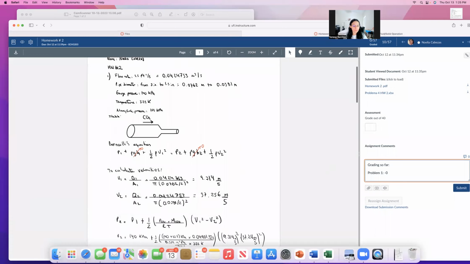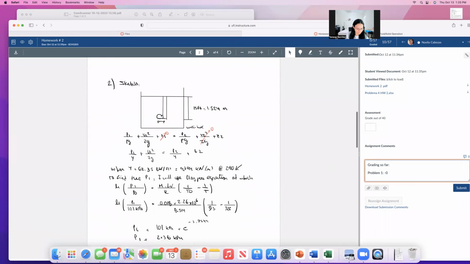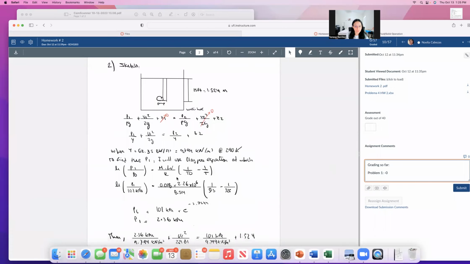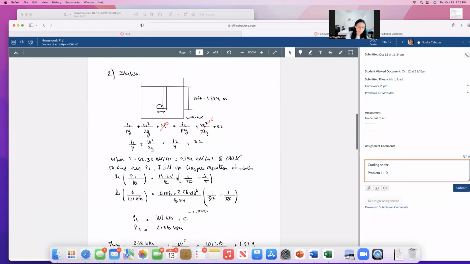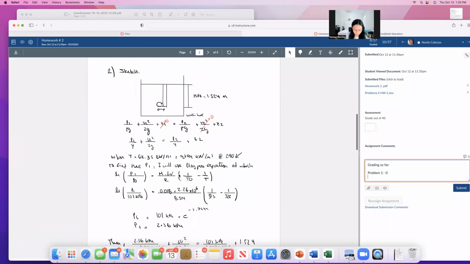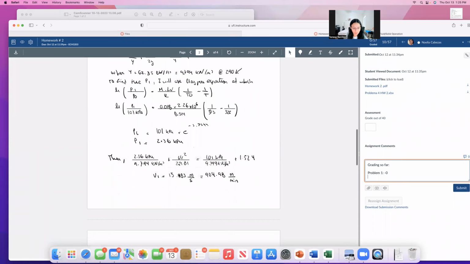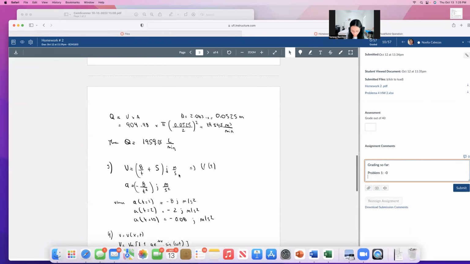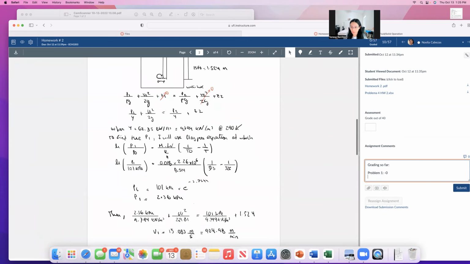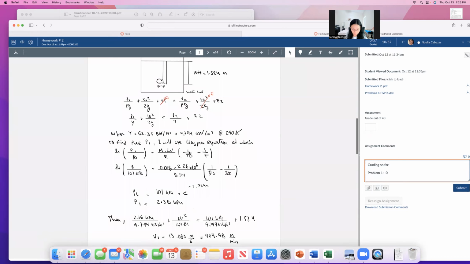Okay. Now let's look at problem 2. It's been 14 minutes. I'm sorry. This might be important. So problem 2. It's not right. So it looks like I'm going to have to look at other parts of the problem.